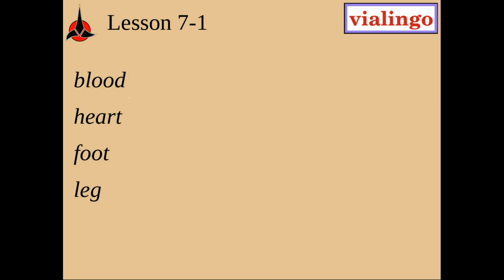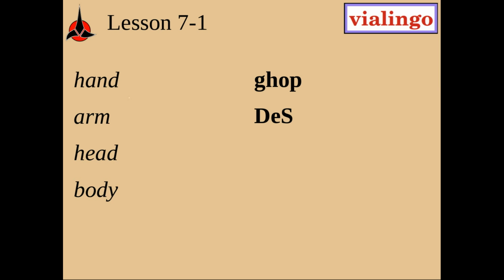How do you say in Klingon blood? Ew. Heart. Tick. Foot. Calm. Leg. Ush. Hand. Ghop. Arm. Desh. Head. Nach. Body. Porgh.